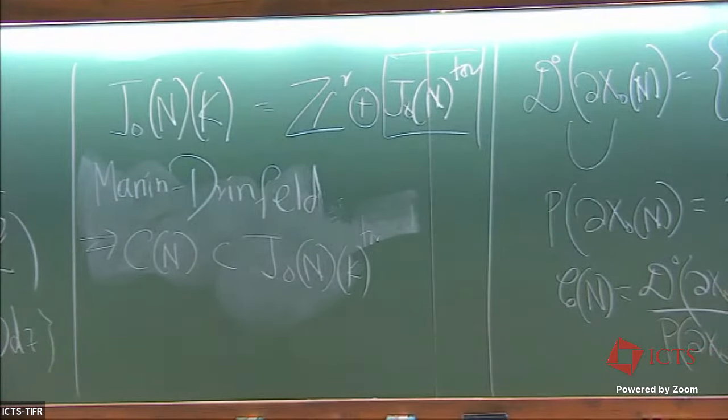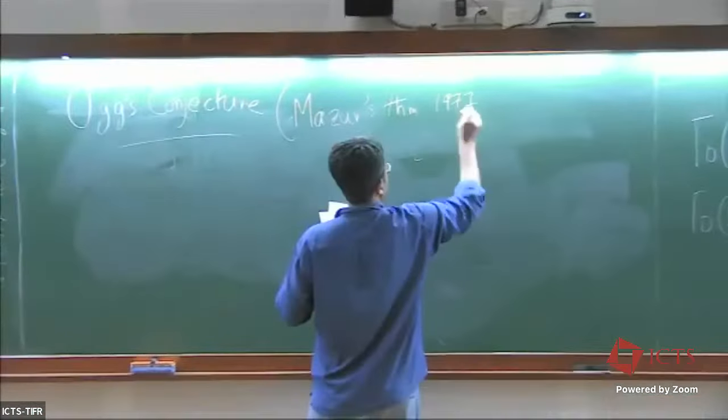Okay. So it's a classical theorem. It is Ogg's conjecture, and it's been proved. This is Mazur's theorem. This influential 1977 paper, IHES paper.